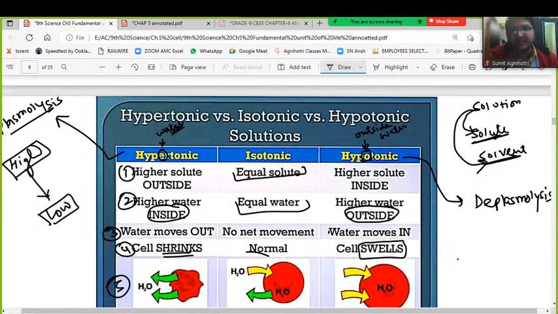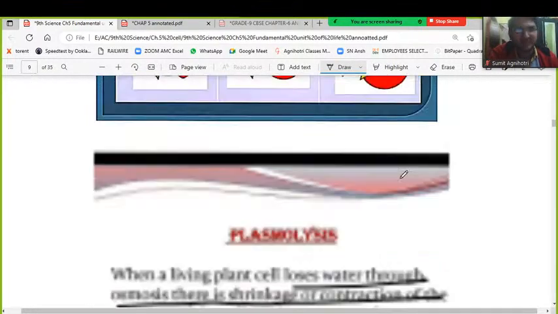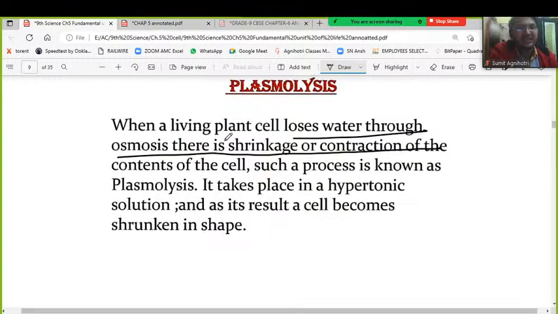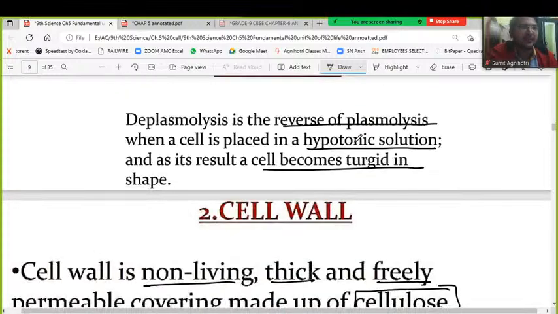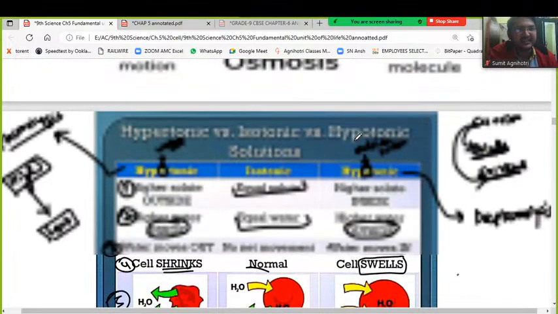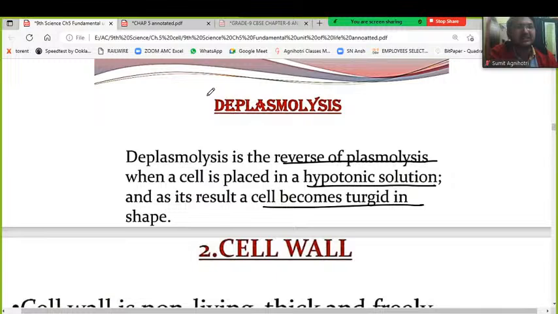This process of hypertonic is also known as plasmolysis, and this hypotonic process is also known as deplasmolysis. What happens in plasmolysis? It loses water through osmosis. There is shrinkage. In the first case it shrinks, in the second case it swells. The swelling process is known as deplasmolysis.